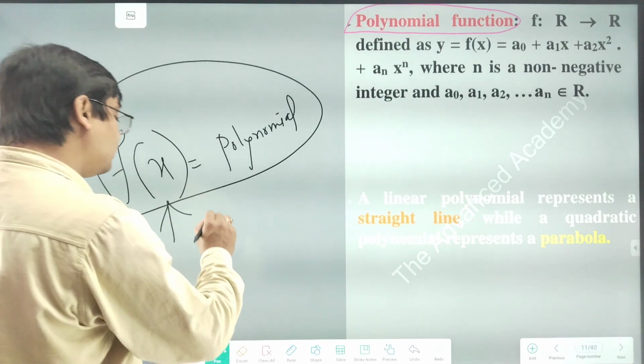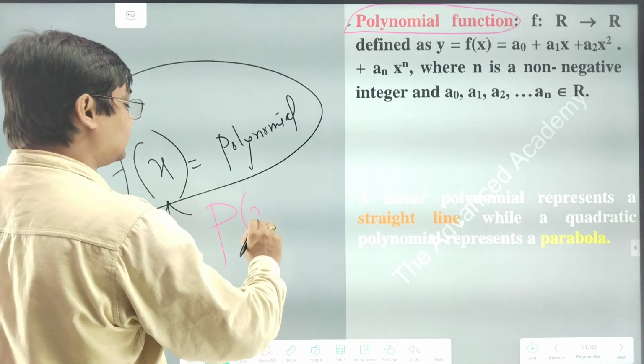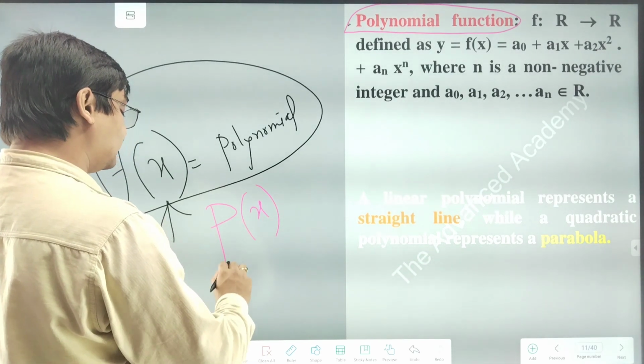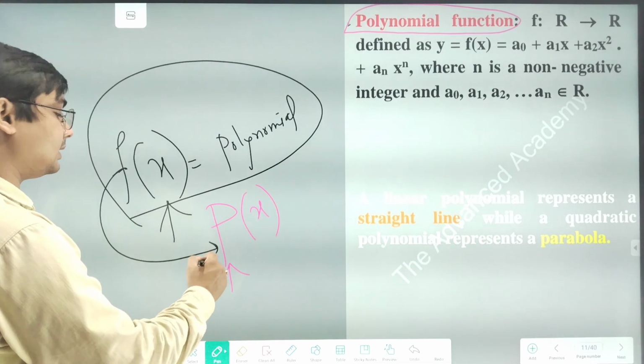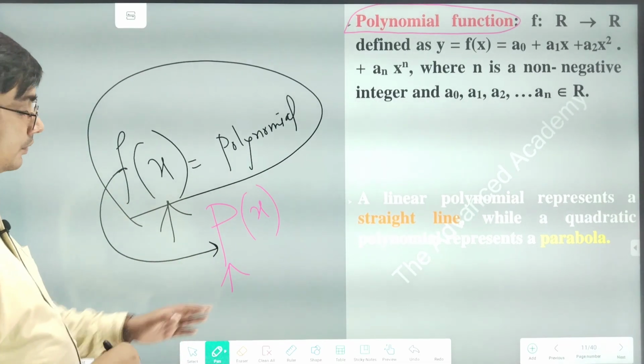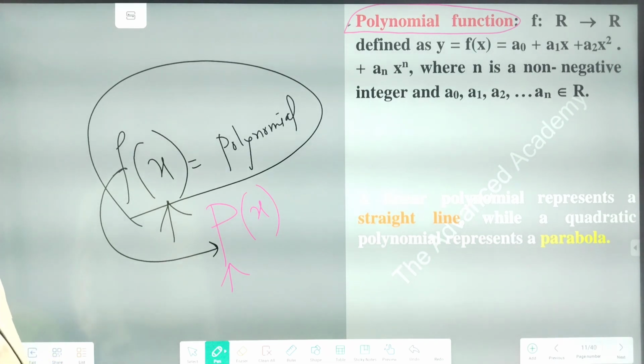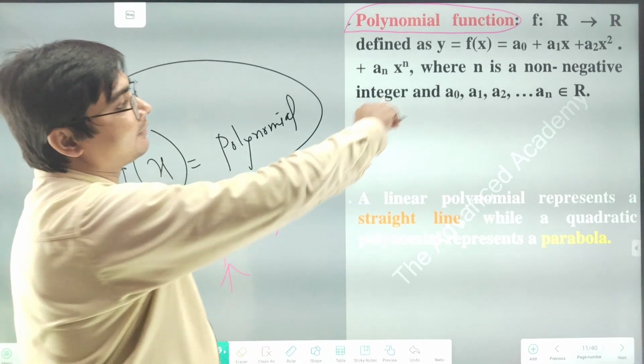And in case of polynomial function we write like this, by using this p in place of f. Here we replace f by p. Here in place of f we can put p also. Okay, don't worry. So now you see the definition.